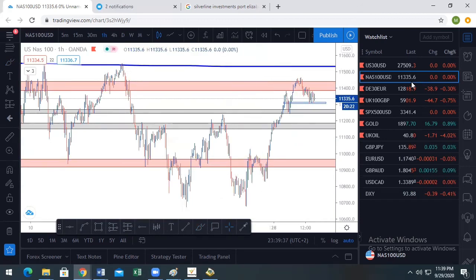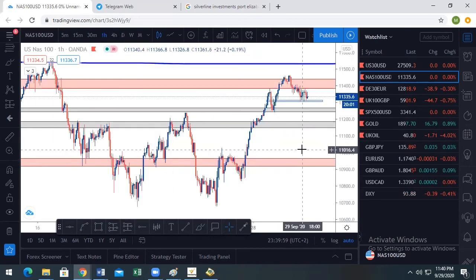This works on all indices. It will be your US 30, your Dow 30, your DAX 30, your UK 30, your SPX 500, and even gold. Gold operates in zones. Those pairs operate in zones, so that's how you do it.